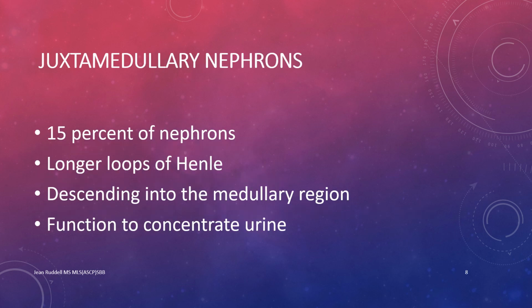Juxtamedullary nephrons. The second type of nephron is the juxtamedullary nephron, which makes up 15% of the nephrons. These nephrons have longer loops of Henle that descend deep into the medullary region. The function of these nephrons is to concentrate the urine.